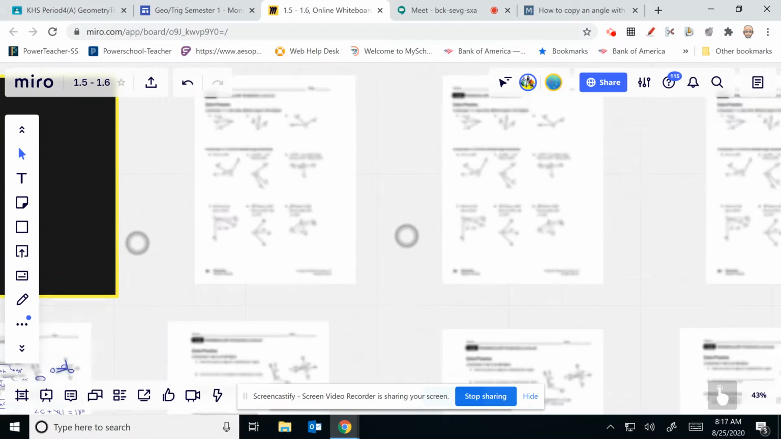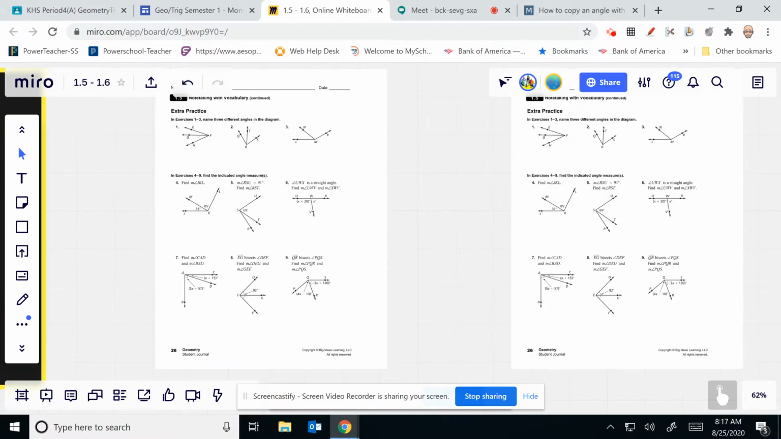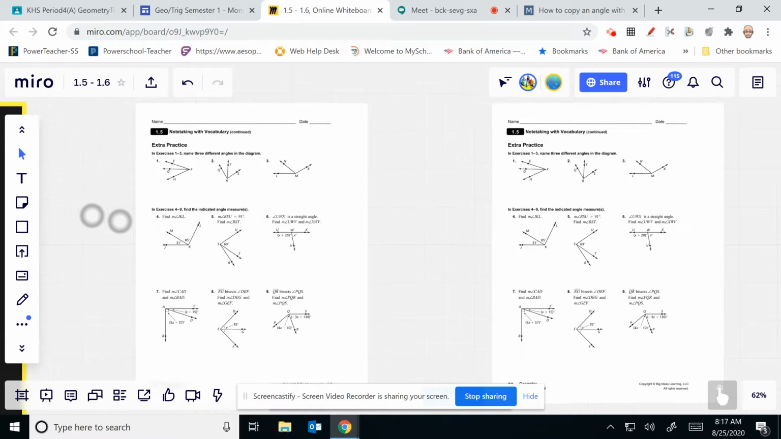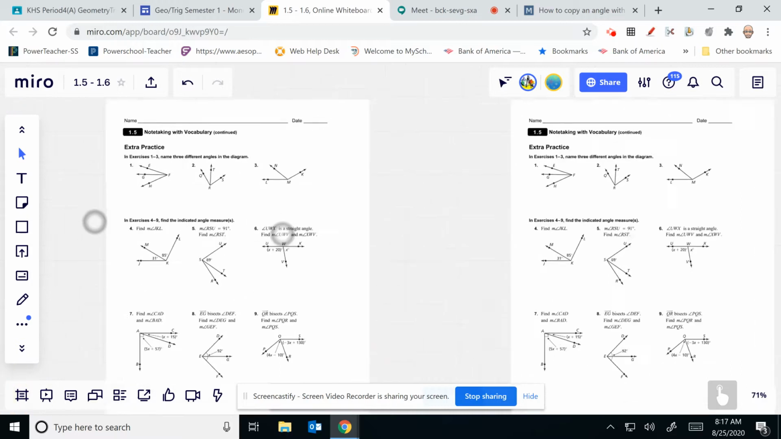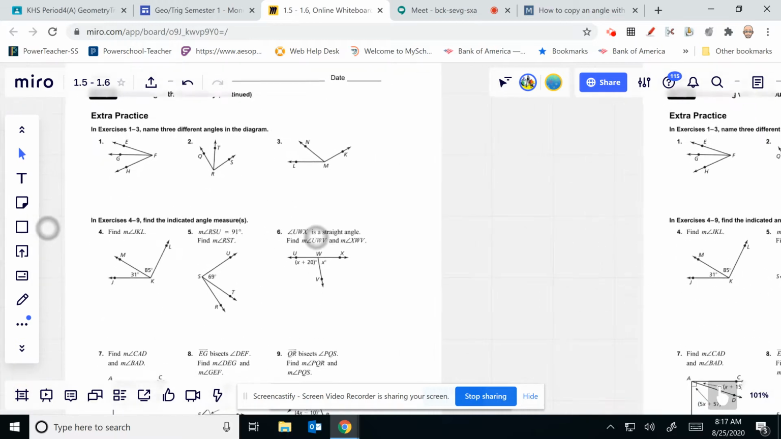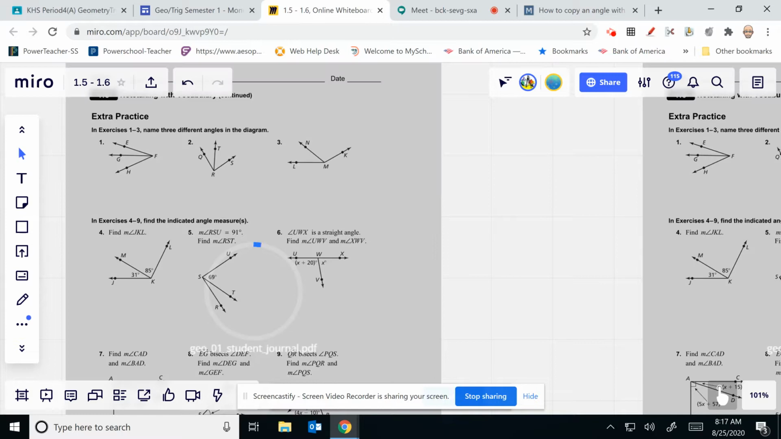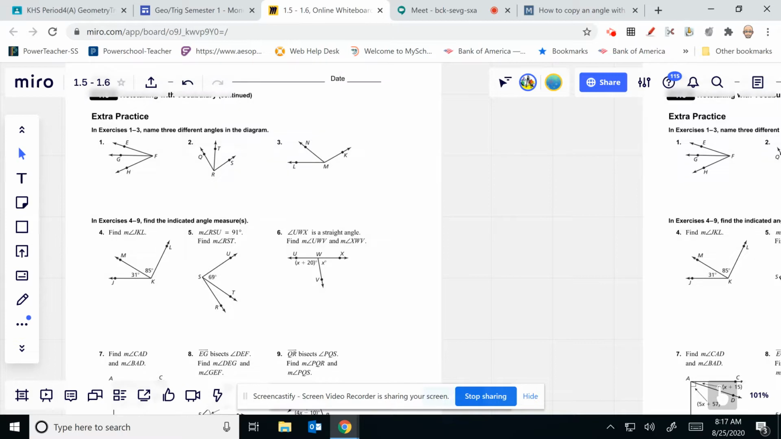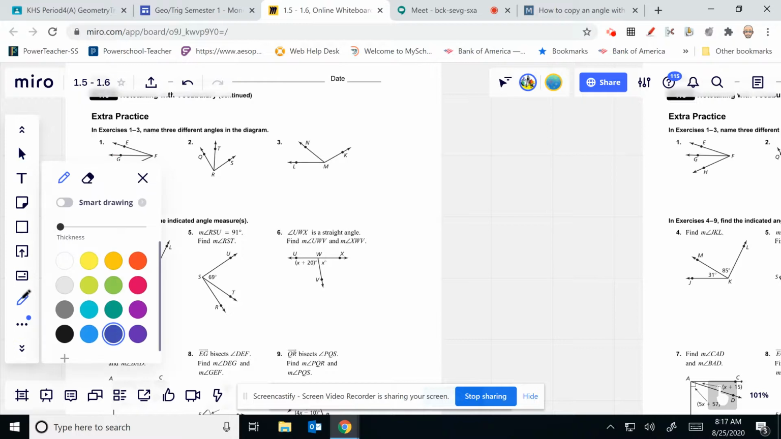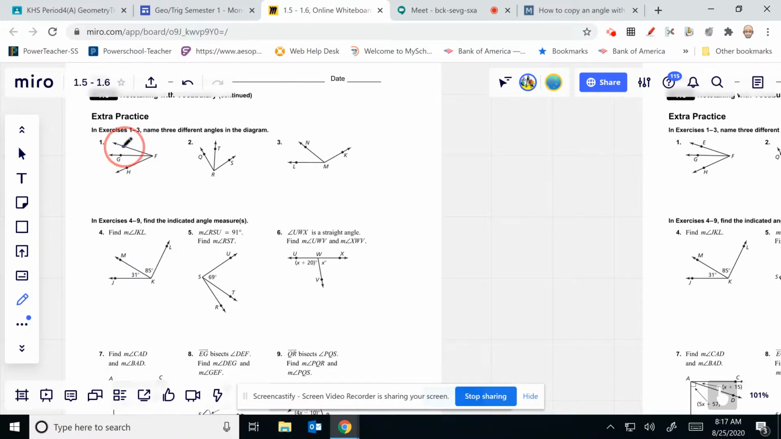All right, let's go to page 26. So we want to first name three different angles in the diagram. One angle starts with, we could start with E, and it goes from E to F to G. That could be one angle. So I'm going to put angle EFG.